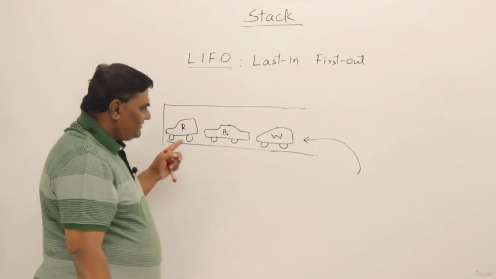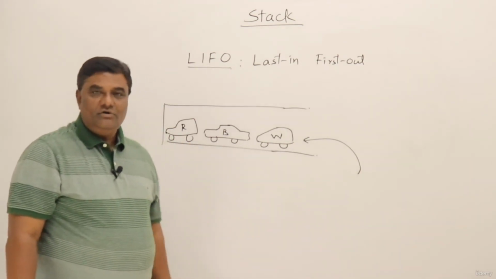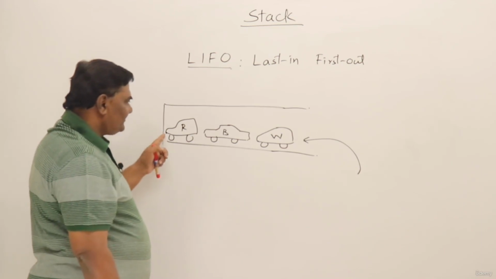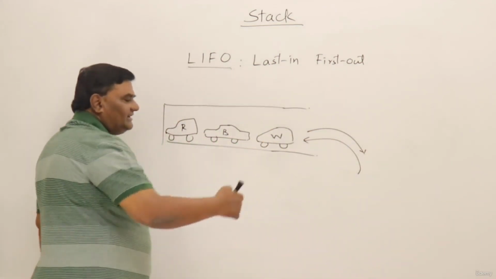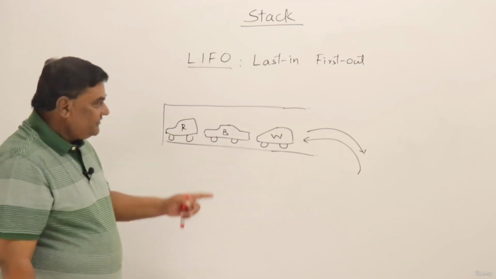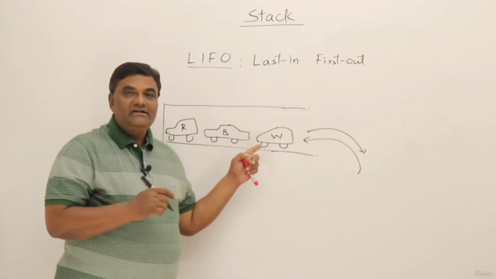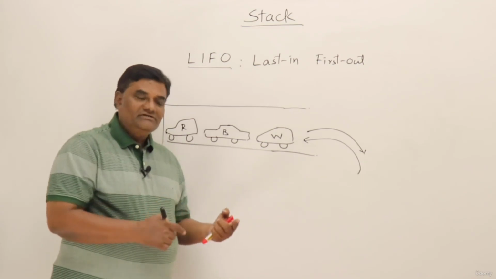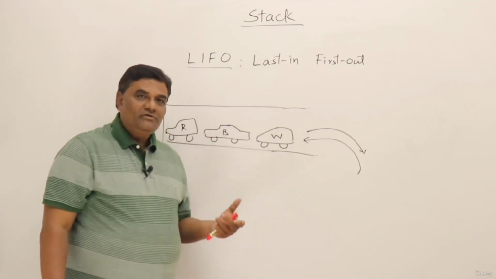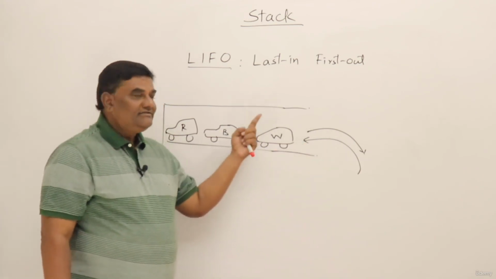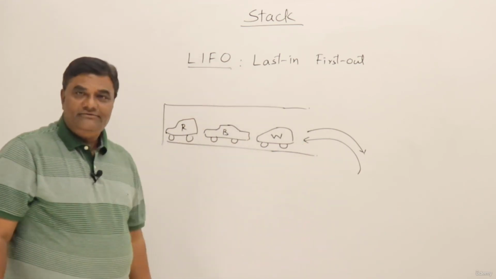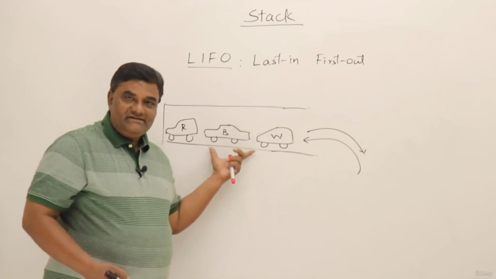Then if I want to take out these cars, from which direction should they go out? This side is closed, so they have to go out from the same direction. So this side of the lane they can go out. Which car was inserted last? White car. Which car will go out first? White car. So that's how the last in will go out first. So, last in first out. In short, we call it LIFO. So this is one example.